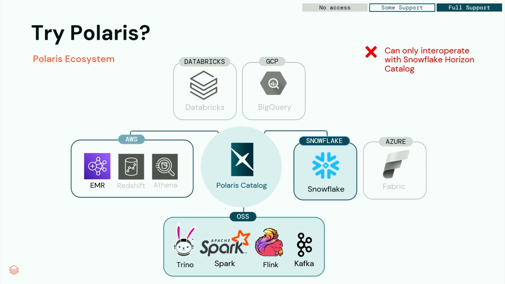However, that's really where interoperability ends, in that Polaris doesn't really offer the same level of interoperability with other catalogs as it does with Snowflake Horizon Catalog. And as a result, you have a whole bunch of silos that you're seeing here on the page with BigQuery and, say, Athena and Redshift.